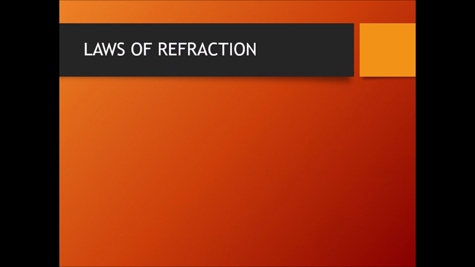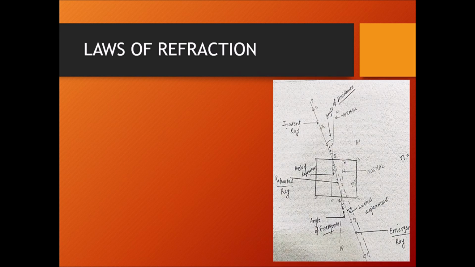So what are the laws of refraction? Let's begin with this picture, which is from my another video made for the glass slab experiment. You can see that here we have the incident ray, the refracted ray, the normal, then the angle of incidence and the angle of refraction. Then we have an emergent ray and the angle of emergence, and this is again a normal.